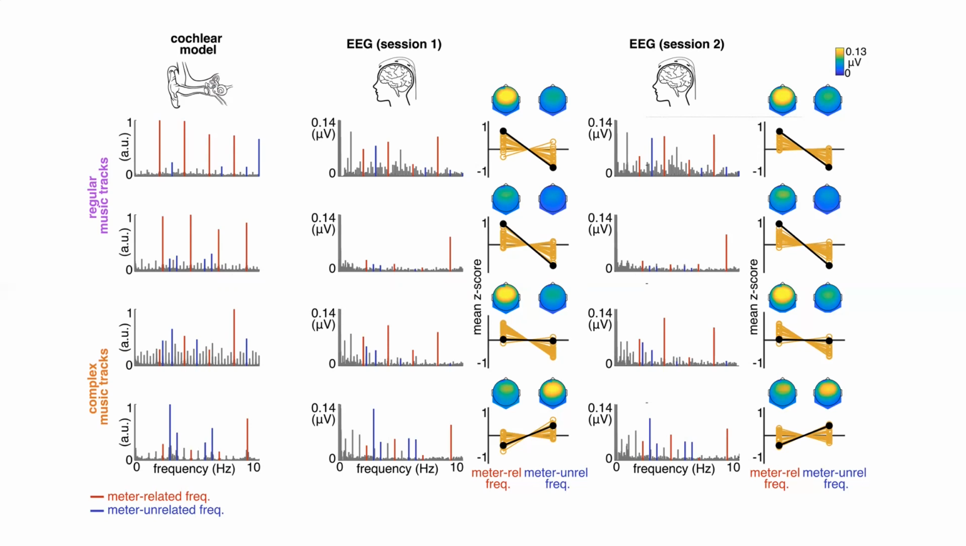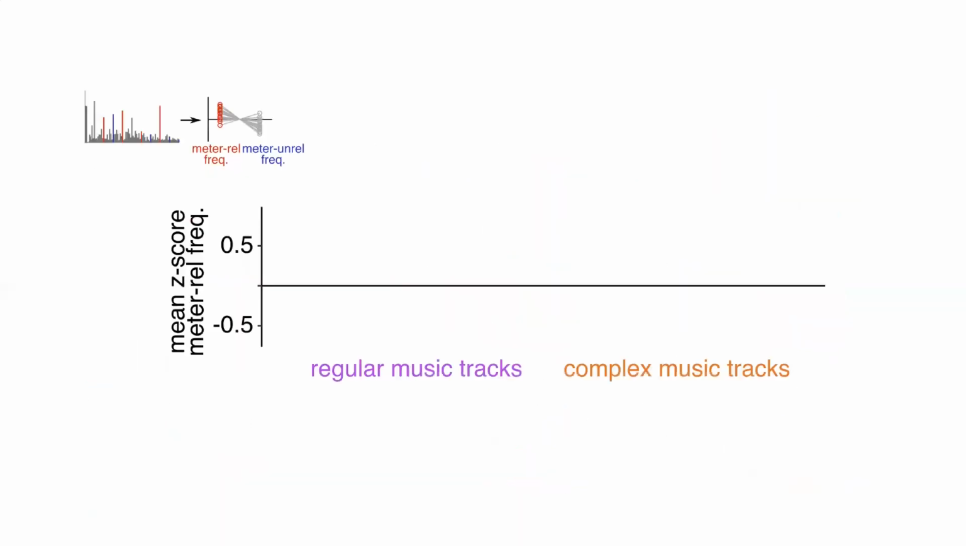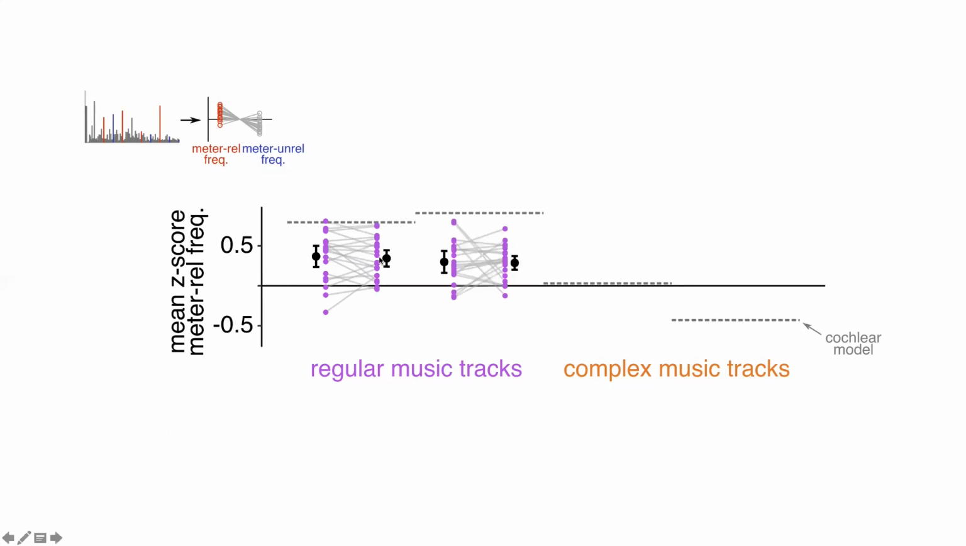we look at the relative prominence of meter frequencies like this. So here are the values for the cochlear model. And for the EEG response to the first regular track, session 1 versus session 2, and for the second regular track. And here the Z-score is above 0 for this first complex track, which says that meter-related frequencies were more prominent than meter-unrelated frequencies in the EEG responses, which was not the case for the last complex track, but it seems to get slightly better across the 2 sessions.